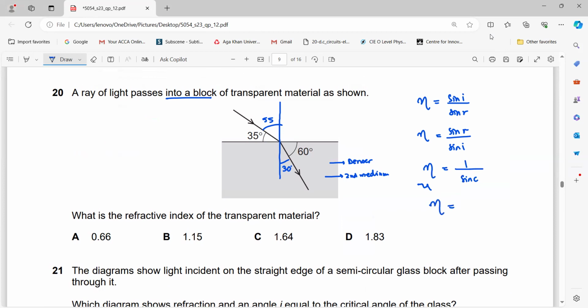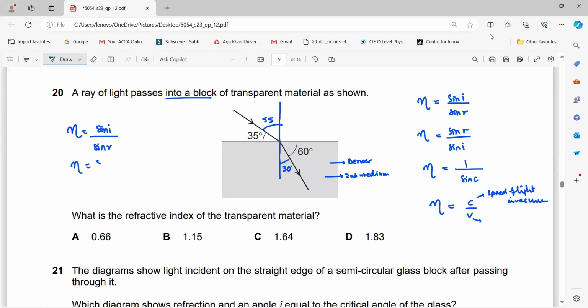And refractive index for velocity of light in different medium is c over v, where c is the speed of light in vacuum, that's 3 × 10 power 8, upon v, which is the speed of light in a particular medium. Now it says refractive index of transparent material, that's the second medium. So I'm going to apply sin I over sin r. This is the symbol for refractive index.